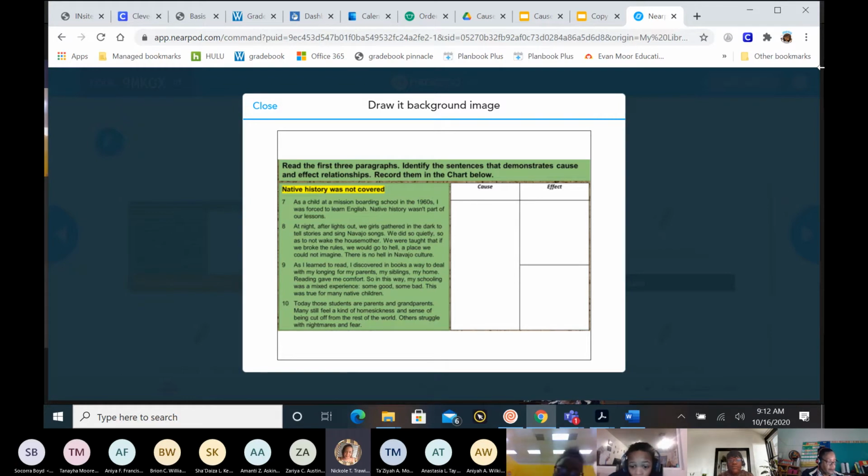So it says read the first three paragraphs, identify the sentences that demonstrate cause and effect relationship. So this is for you to understand what cause and effect is. So I want you to go ahead and complete that section for me. And don't forget, this is a grade. And thank you guys so much for those that participated in answering the questions.